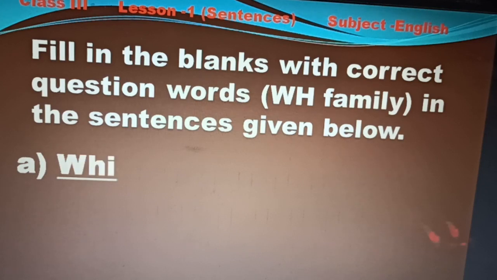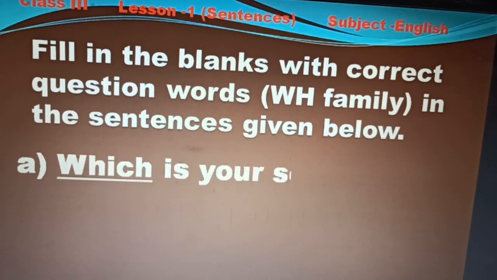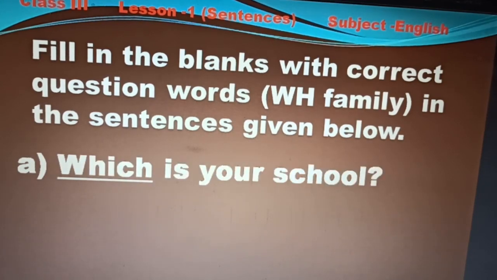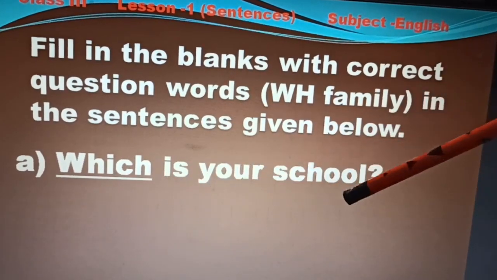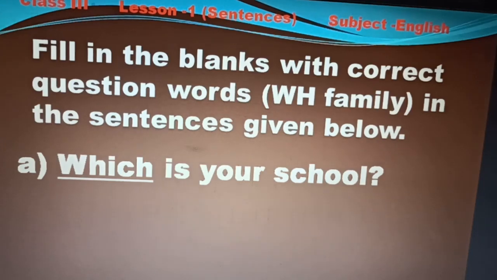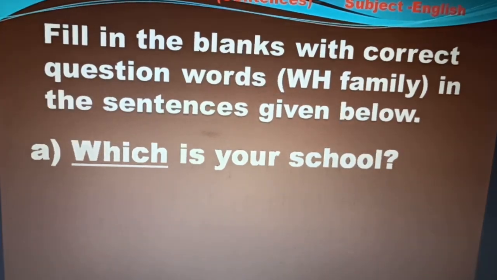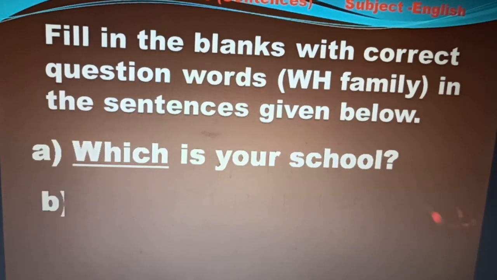The first sentence in the series is: dash is your school. So, which is your school? Over here, which will come. I hope you understand.